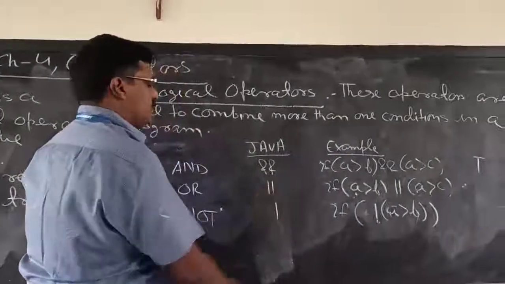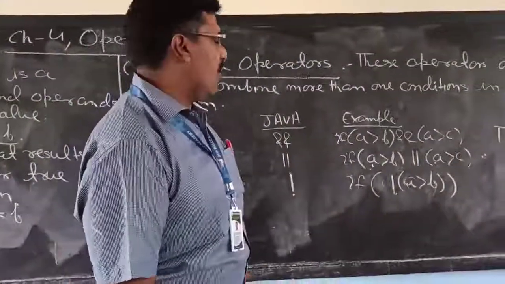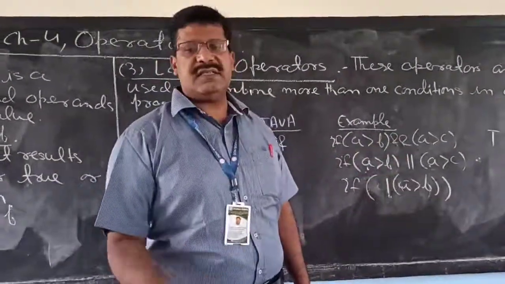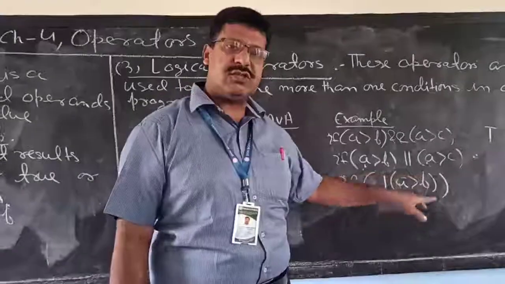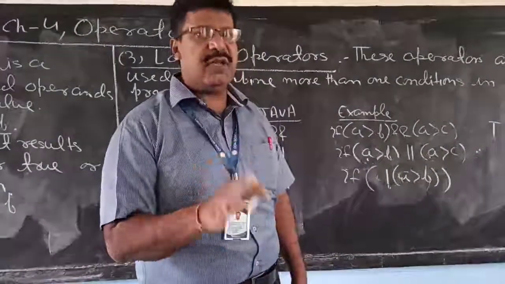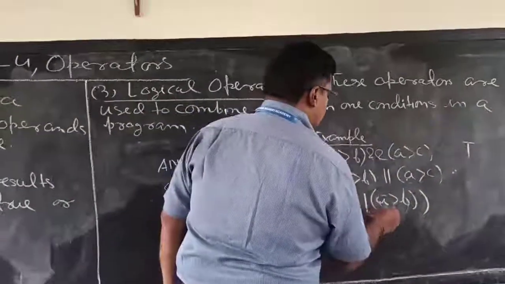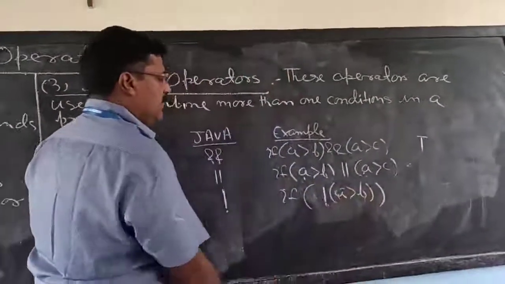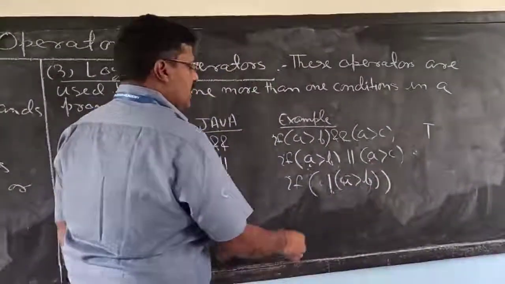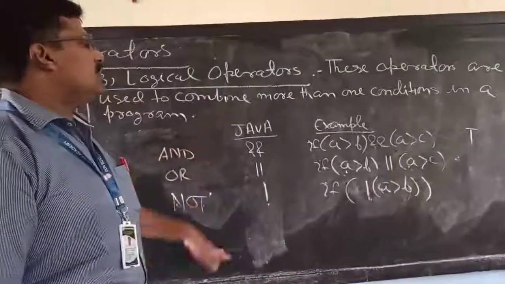The last one is the NOT logical operator. This exclamation sign is called the NOT logical operator. It reverses the output. It reverses the output, meaning if the input is true, then the output will come false. If the input is false, the output will come true. Like if not A greater than B. Okay. So these are the three logical operators.